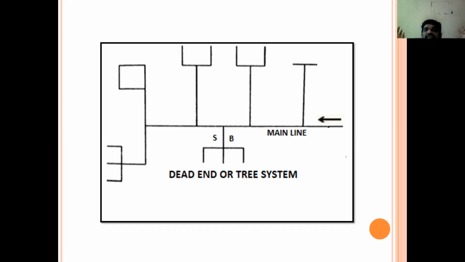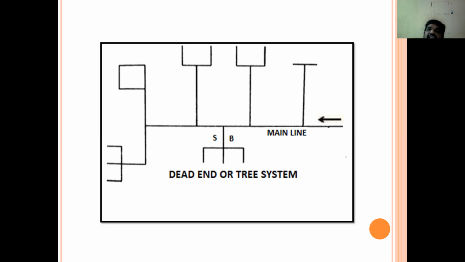But the drawback is whenever fire accidents occur, it may not meet the amount of water to be supplied for controlling fire, because this is a one-way pipeline, dead end system. As the water is moving only in one direction, the water flow cannot be diverted. This is the drawback here.